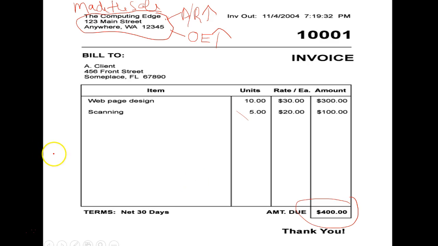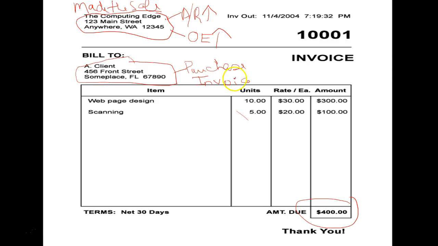Now, the person receiving this invoice is a client. So for this company, a client, this is considered a purchase invoice because they have made a purchase. So they would keep this invoice on file. So there'd be 2 copies of the invoice. Computing Edge would keep 1 copy and a client would keep the second copy.